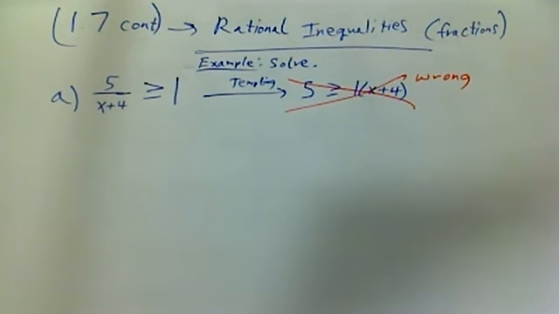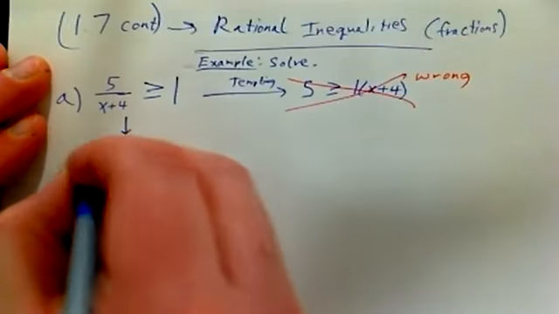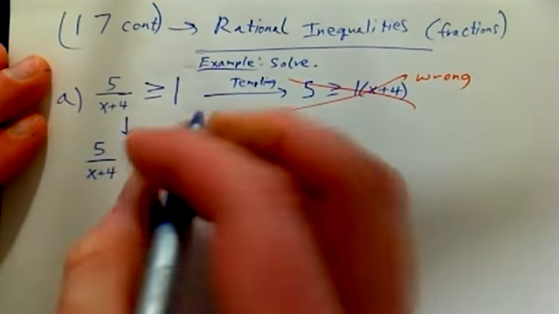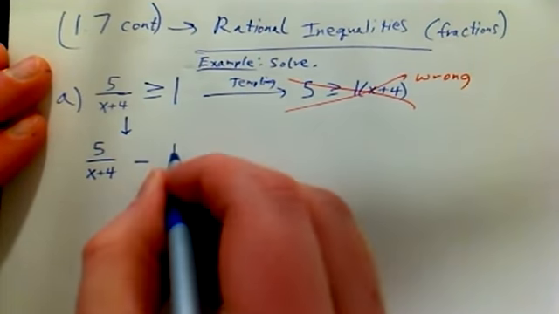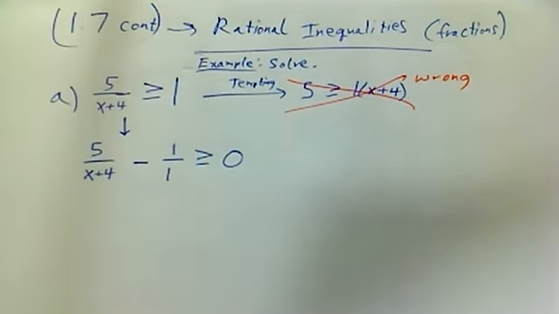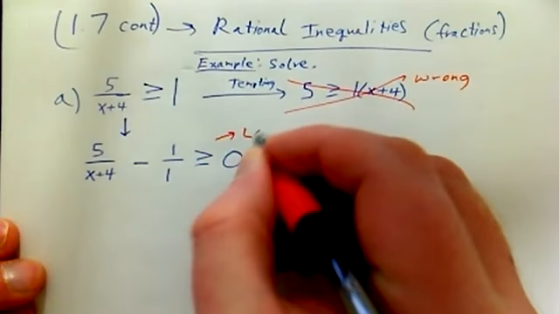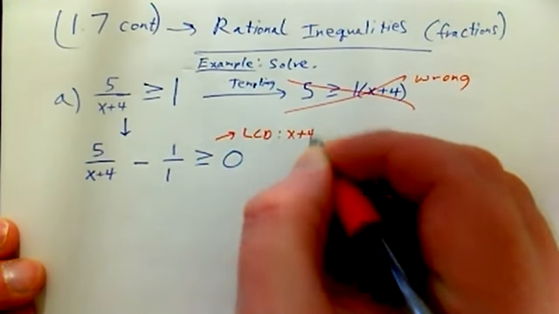So how could I fix this? Well, if I go the correct way, I could do 5 over x plus 4 minus, and notice I'm going to write it as 1 over 1, is greater than or equal to 0. So I just subtracted 1 from both sides. Now I can combine this into a single fraction. To do that, I need an LCD. My LCD is x plus 4.